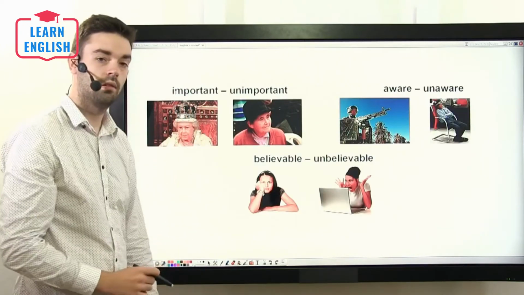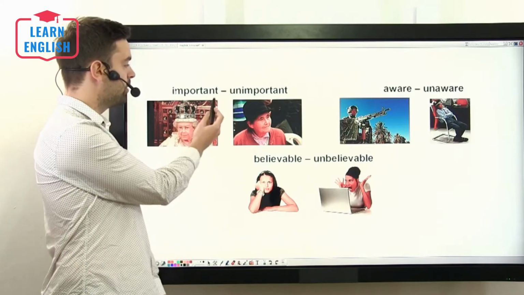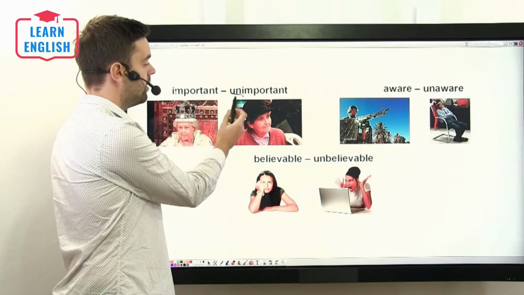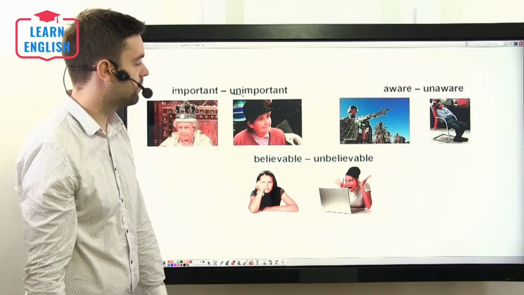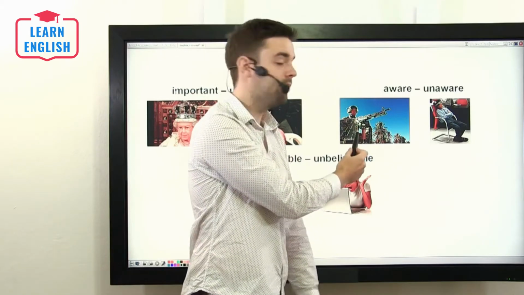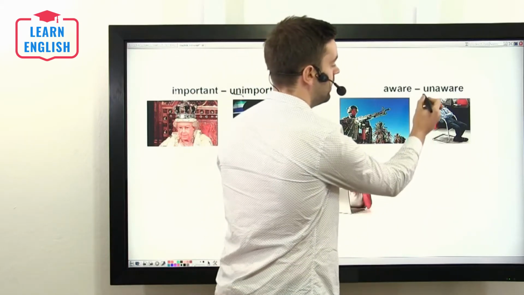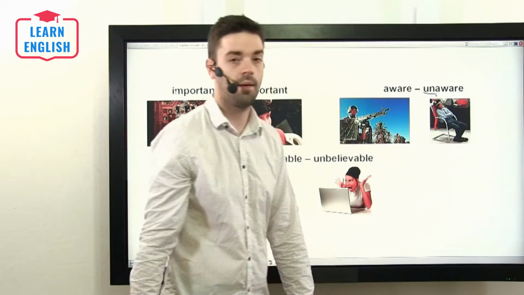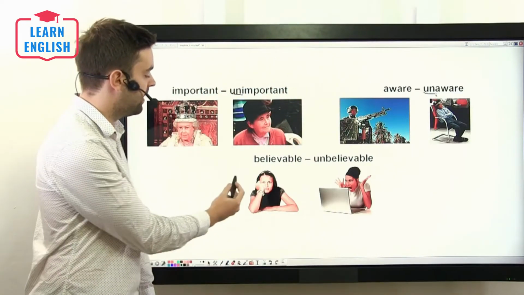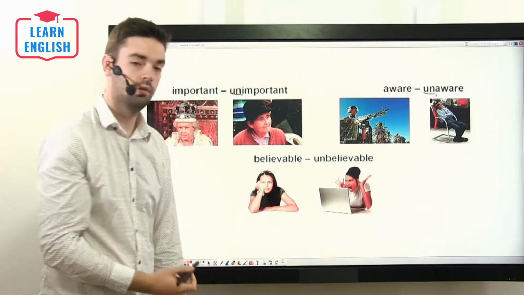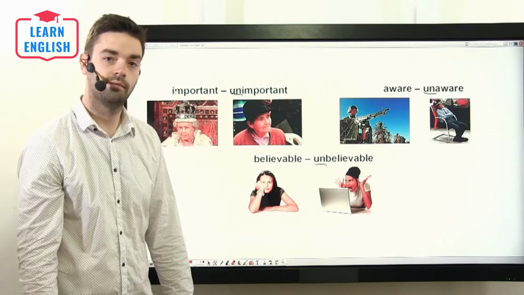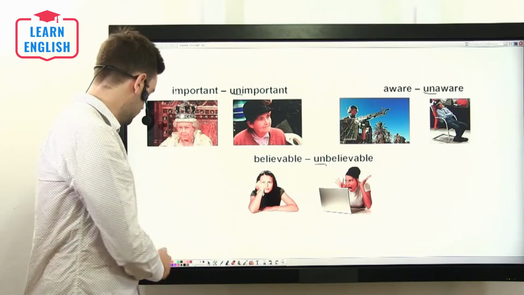Important. The Queen is important. She is unimportant. This person is aware. This person is unaware. Something is believable or unbelievable.